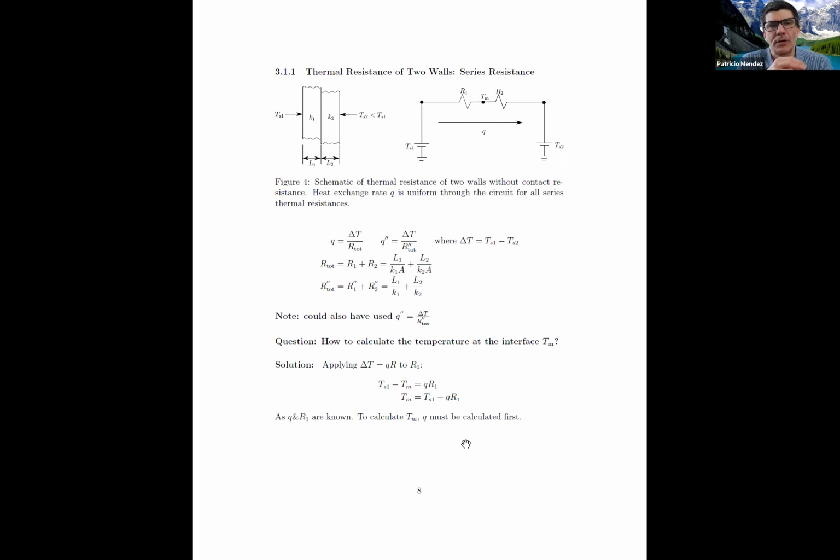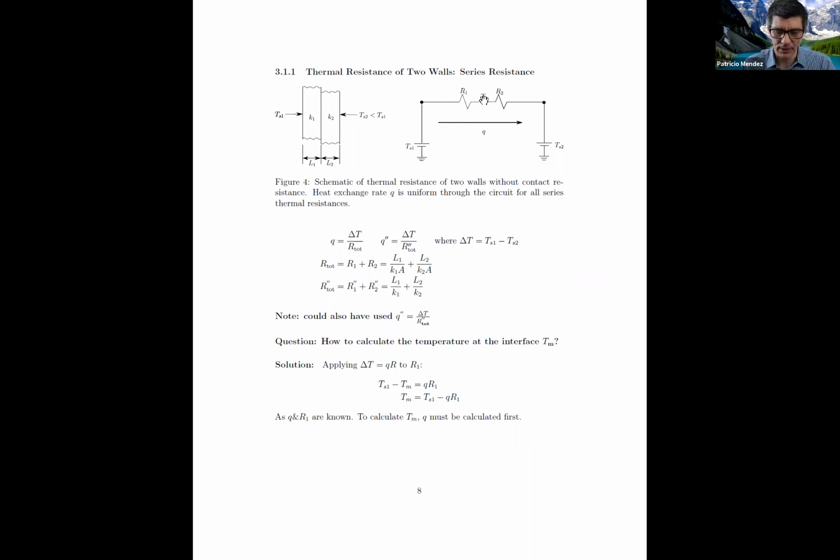This is the way we would calculate heat flux given the temperatures. And we're going to see a concrete example in a second. But the beauty of this is that we can ask, what is the temperature at the interface? Which very often matters. Because you know TS1, you know TS2, now you know the heat flux. What is the intermediate temperature?